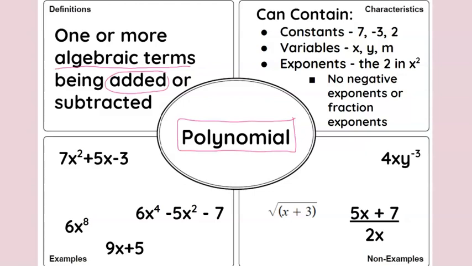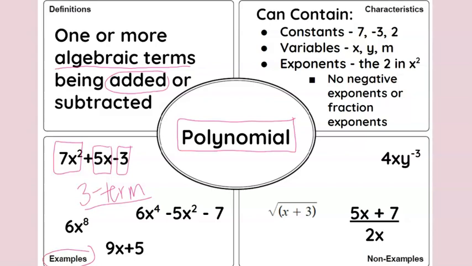So here we have examples of polynomials. We've got 7x squared, so that is a term right there, plus 5x, so that's another term, and then minus 3, so that's another term. So we would call this a 3-term polynomial. We'll talk more about that in specific in a couple slides.